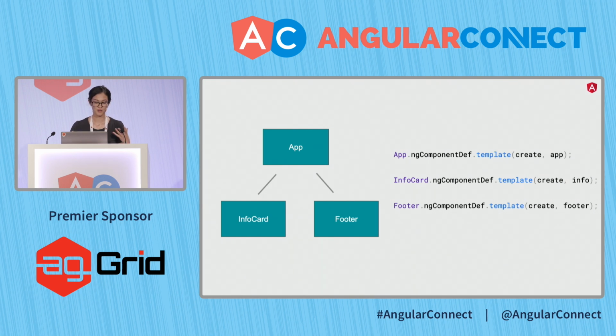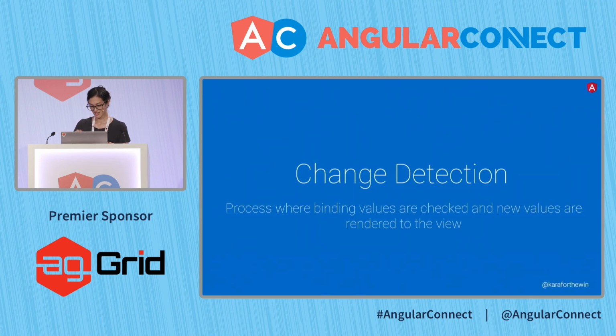OK, so that pretty much takes us through view creation for a single component. But as we mentioned, we're going to be doing this for every single component. So just imagine the same process for info card and footer. Which brings us to change detection. Change detection, once again, is the process where we check all of our binding values, and if they've changed, we re-render the view to reflect the updated values.